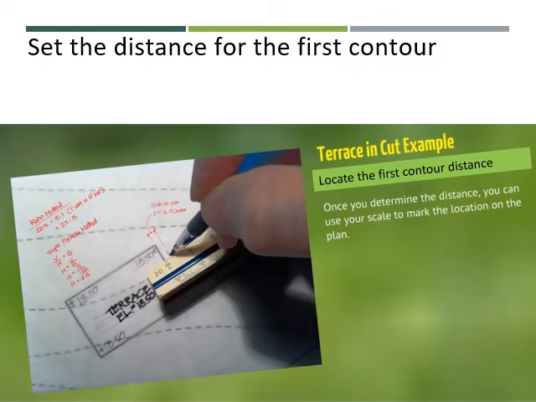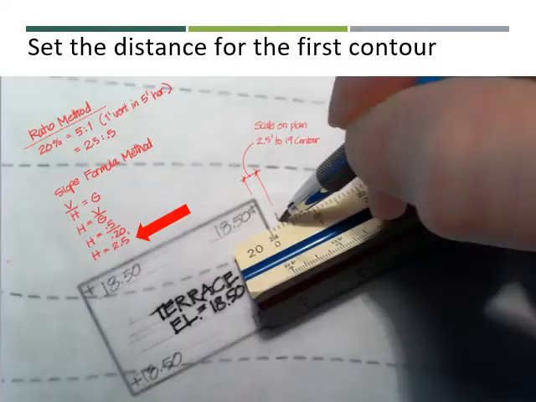And so this understanding of slope and contour spacing is what you're going to use to set the distance for your first contour going around this terrace. So we're going to use that slope knowledge to figure out how far away the first contour will be around this terrace. In this example, we're talking about a terrace that is going to be built in cut. Because of that, we are looking for the next contour above 18.5. Notice that it is 18.5 for the elevation of the terrace. It's not 18, it's not 19, it's 18.5.